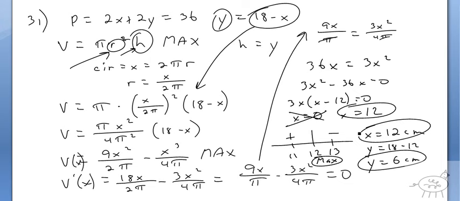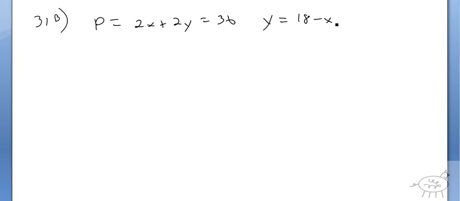So let's do 31B. 31B is actually a little bit easier. It's just not as complicated here. 31B: the same sheet is to be revolved around one of the sides of length y to sweep out the cylinder as shown in part B of the figure. What values of x and y will give the largest volume? So it's the same thing. Perimeter of that rectangle is 2x plus 2y, and that is again equal to 36. So y is the same thing, 18 minus x.